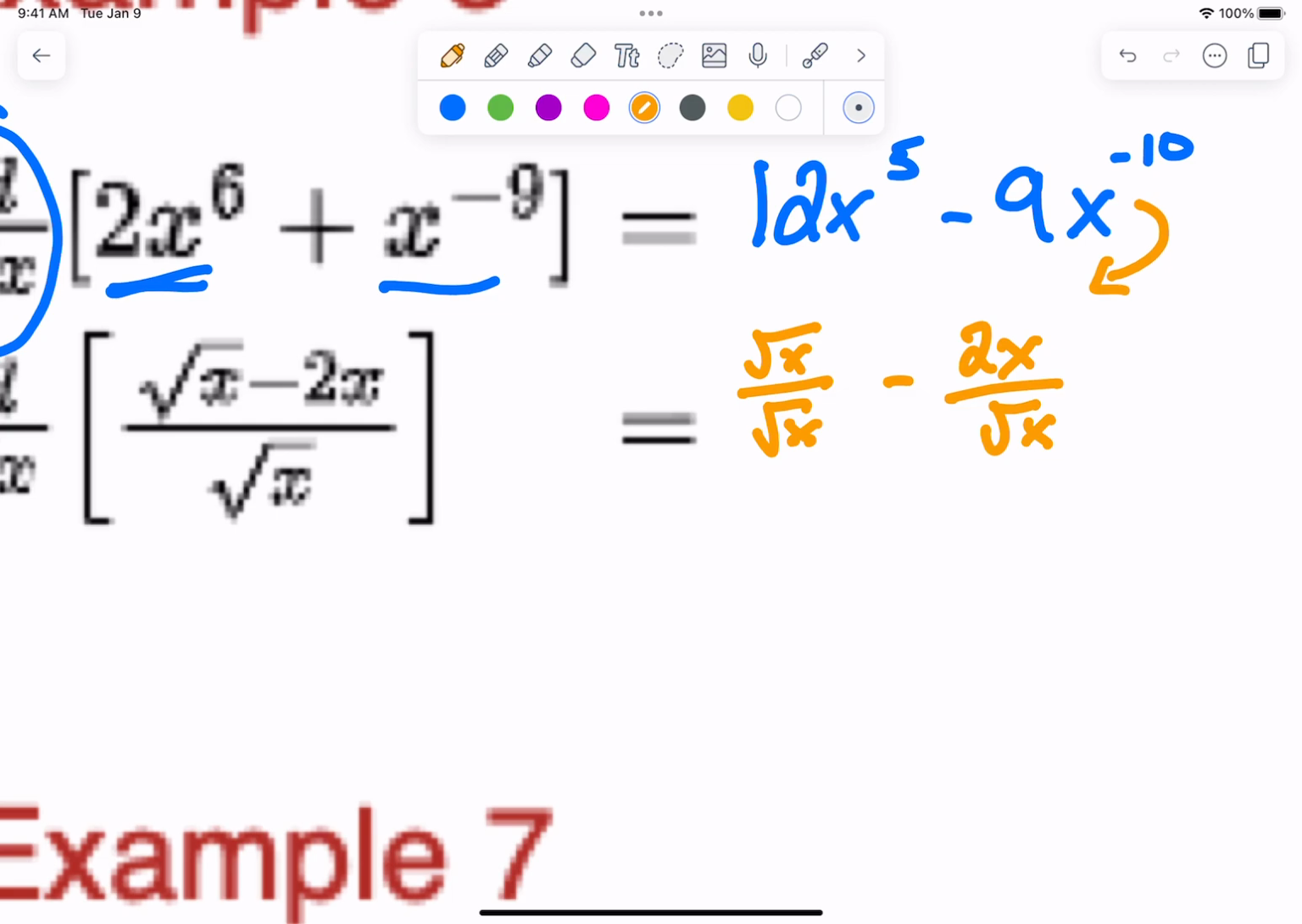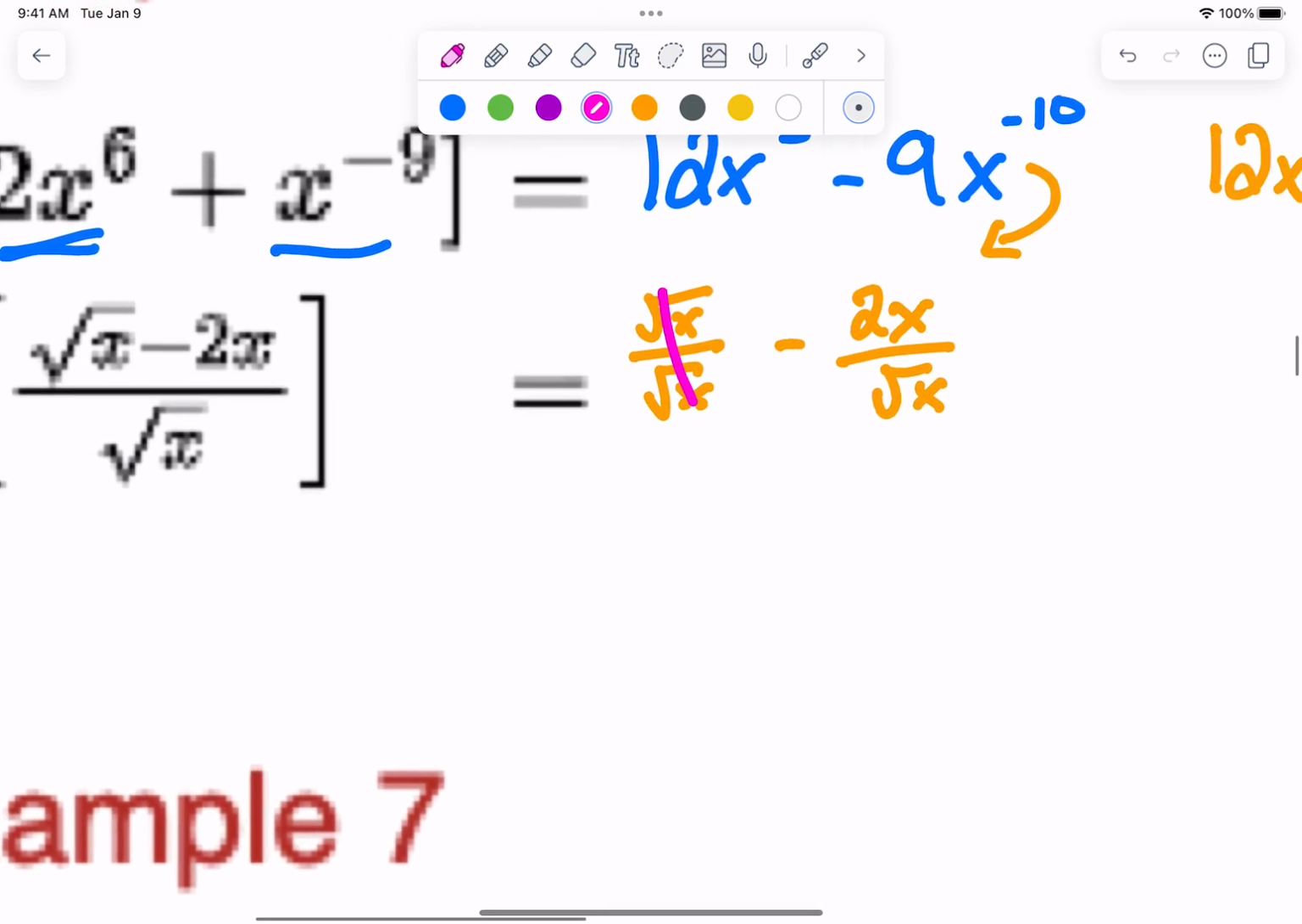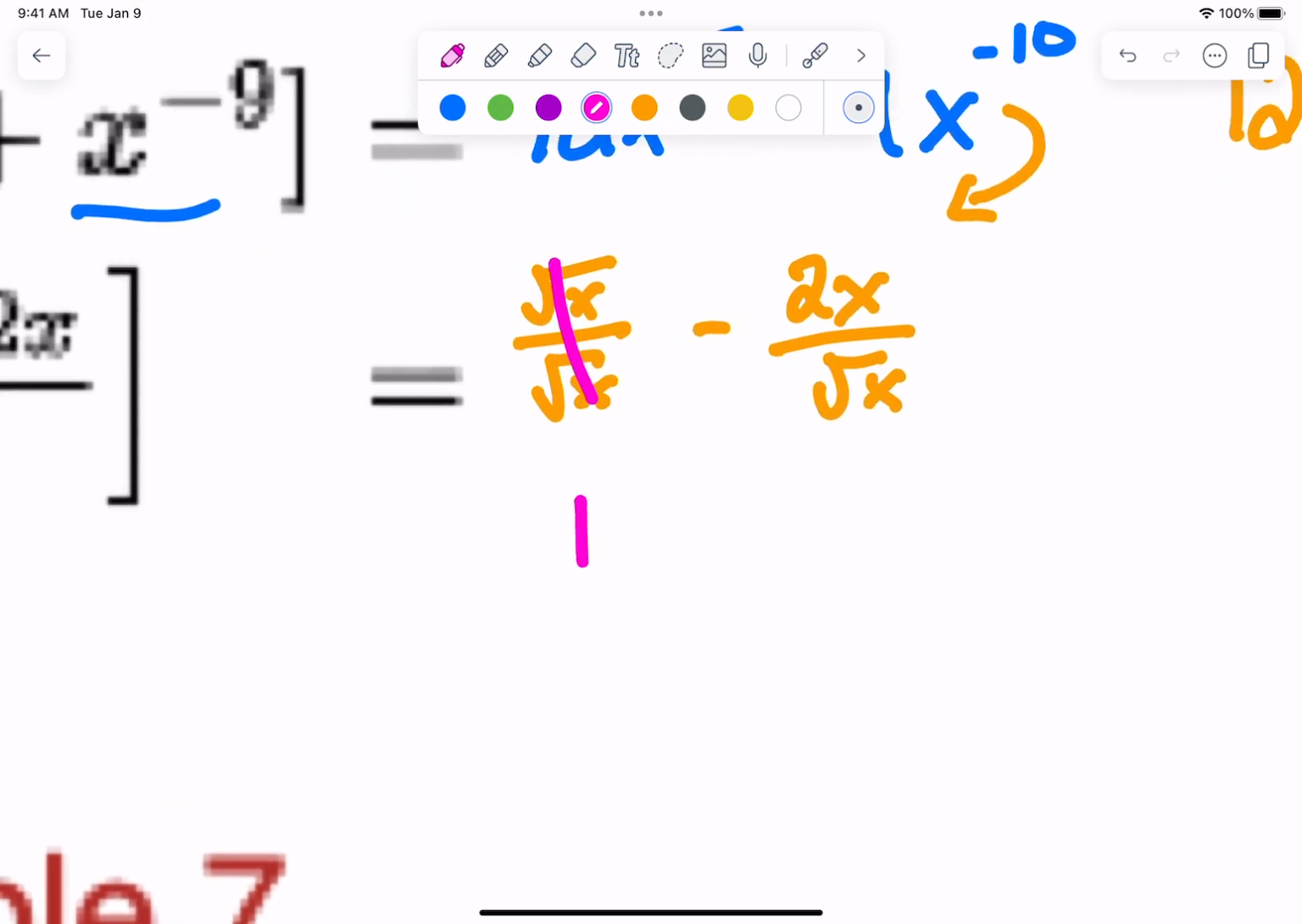So if I take those and separate them apart, the square root of x and the square root of x cancels, and that makes 1. Oh, I thought you meant the bottoms. Were you talking about the bottoms or the first one? Like the first one. Okay, now, this guy.